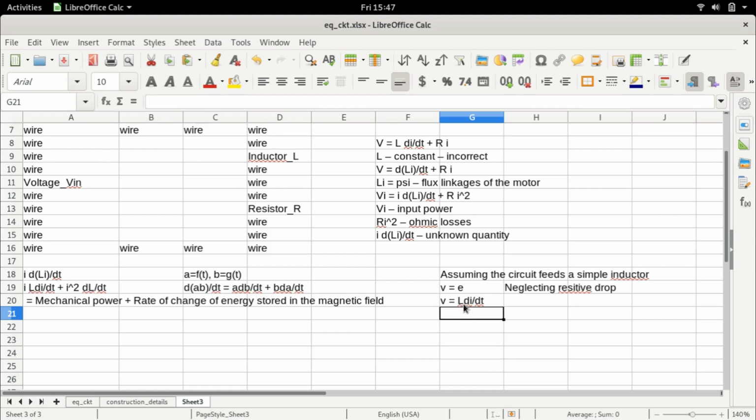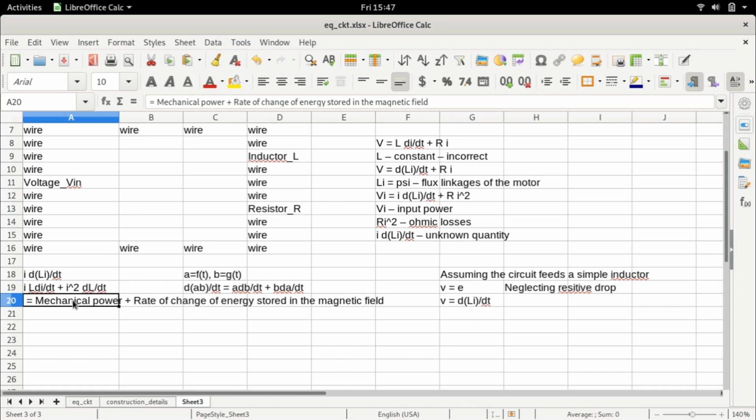Now, what if I say, let's keep assuming that this circuit is an inductor, but let us go back to our initial assumption that this inductance is variable. So what we're trying to do is relax our conditions a little. I just don't want to go into this mechanical power. This mechanical power is a little bothersome.